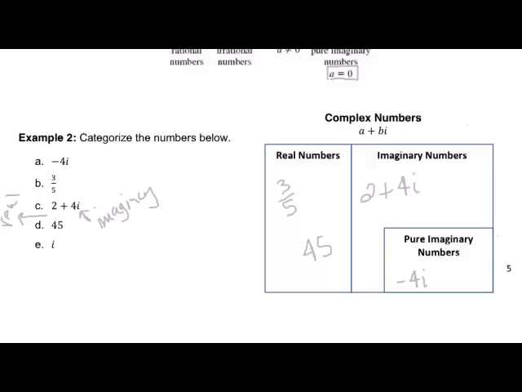And lastly, part E, we have i. Again, there's no real part. There's no number or constant by itself. So that is, again, a pure imaginary number. So again, imaginary numbers are always written in the form a plus bi. So the real part, or the real number or constant, comes first, and the imaginary part always comes second.